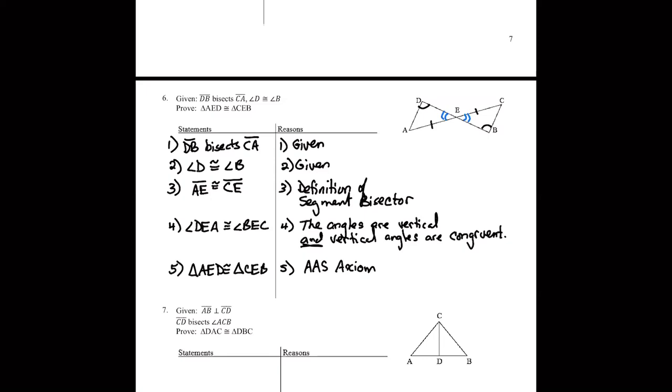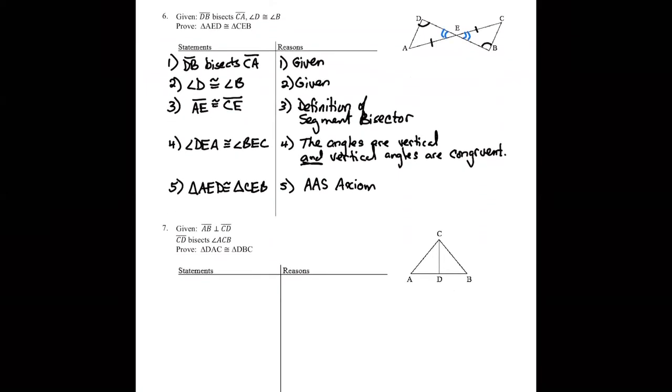So again, we're still proving triangles are congruent, but now they're giving us a perpendicular relationship in number 7. Perpendicular lines form right angles, and those right angles are congruent to one another. But before we get there, might as well get our givens in there. AB perpendicular to CD, and CD bisects ACB. And my handwriting is taking a turn. All right, so both of these are given.